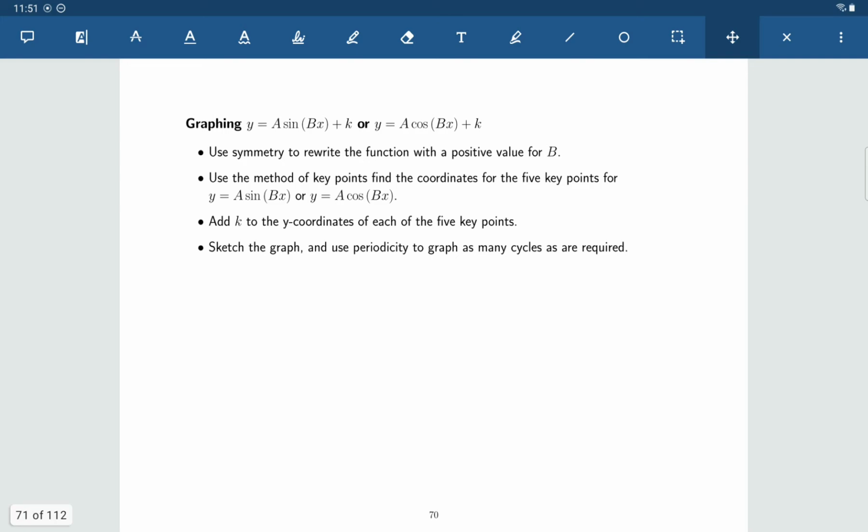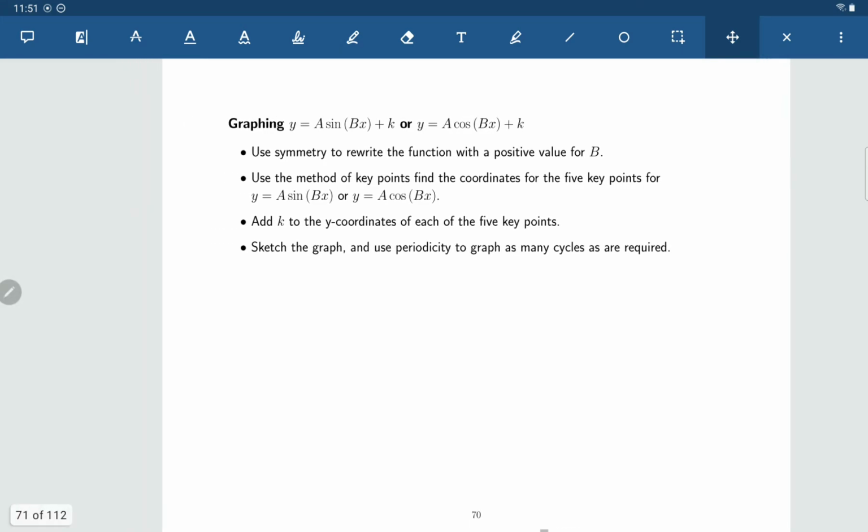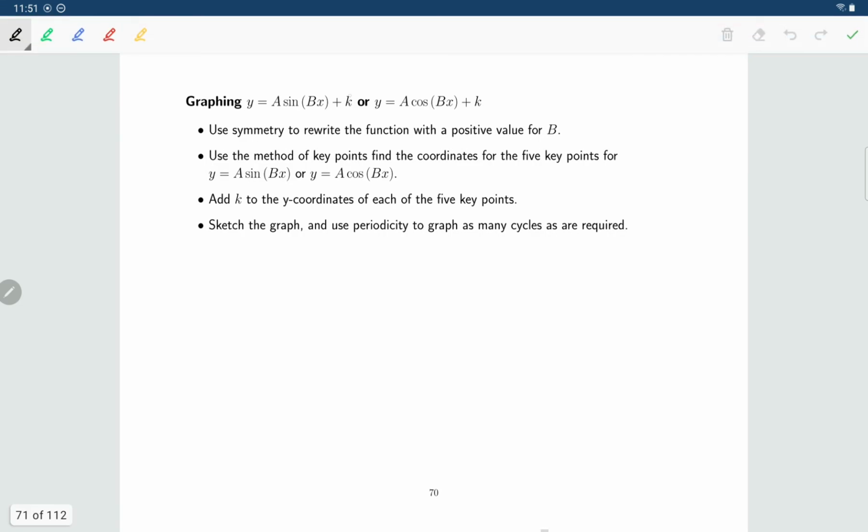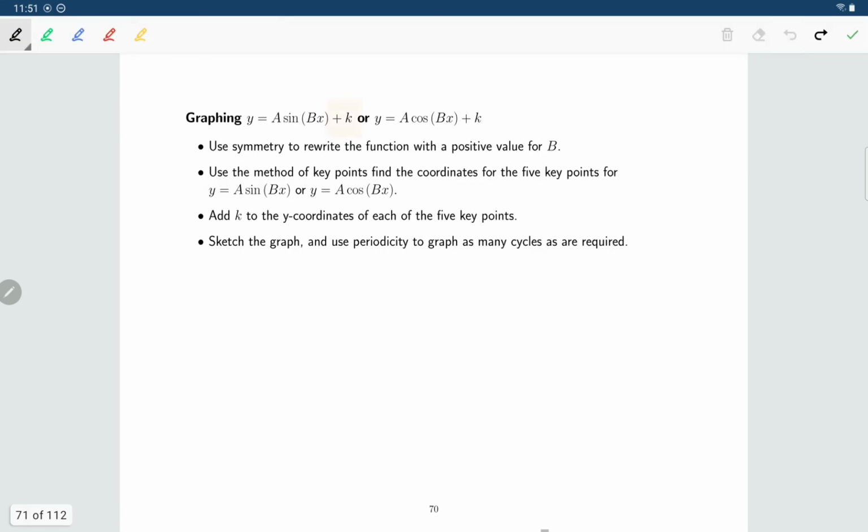Now, if you're thinking about a vertical shift, so if we have a trig function where it's a sine or a cosine function plus k at the end, then it's easy enough to do. Basically, we'll do the same thing that we did for the previous, get our 5 key points, ignoring the vertical shift for now, and then once you find your 5 key points, then apply the vertical shift by adding k to the y values for all of our 5 key points.